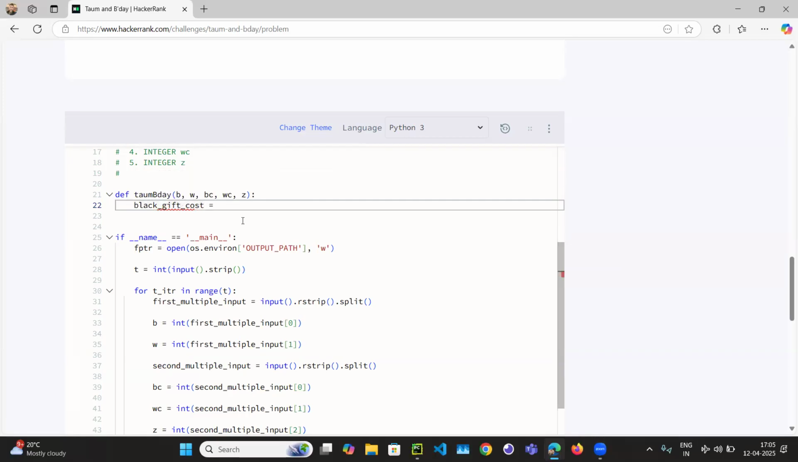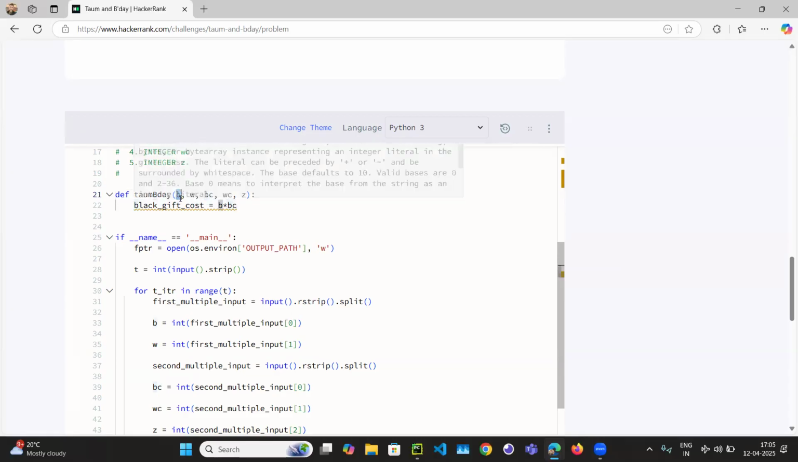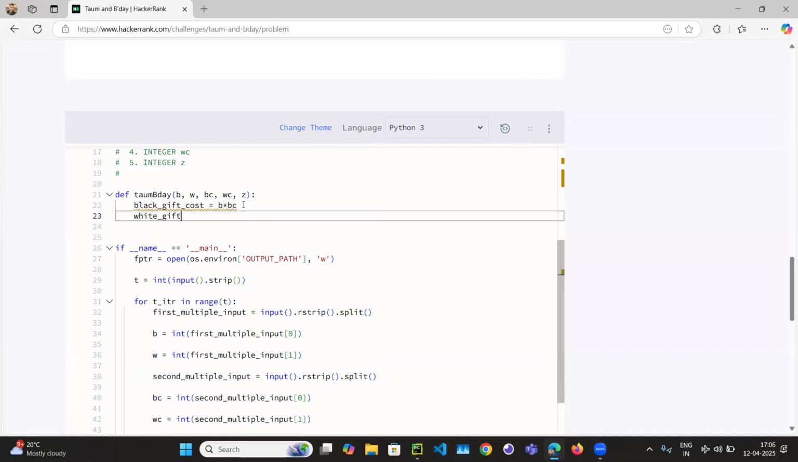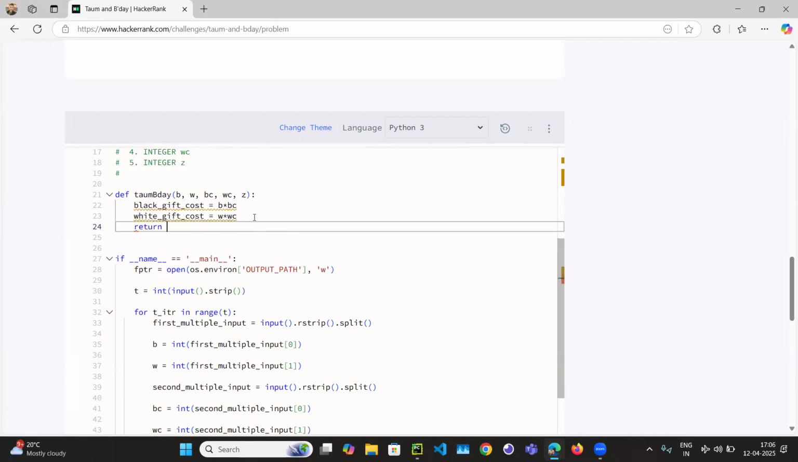right? If you just go with the black, it is B into BC. So one option is B into BC, because you purchase B units of black, and the total price is B star BC because BC is the amount. So 3 boxes, 3 into BC. Now the white gift cost. You purchase W white gifts, and for each white box you have to give WC units. So one answer could be the straightforward one, and you can return this.